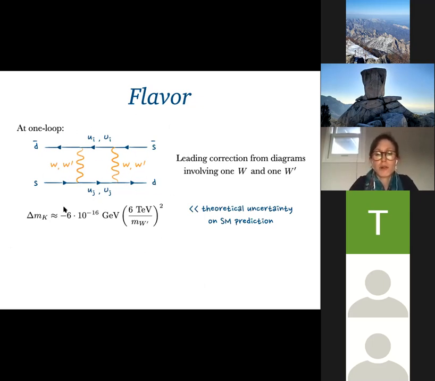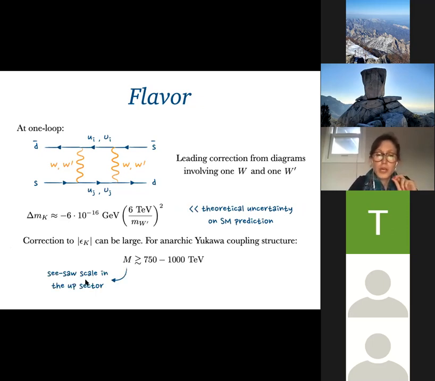And it is roughly of this size, which is also substantially smaller than the theoretical uncertainty in the standard model prediction for this quantity. The correction to the epsilon K parameter, which measures CP violation in the kaon sector, is basically given by the imaginary part of this diagram. So the correction to epsilon K can be large, but it depends on the individual entries of the Yukawa matrices in a way that is not constrained by reproducing the light fermion masses.